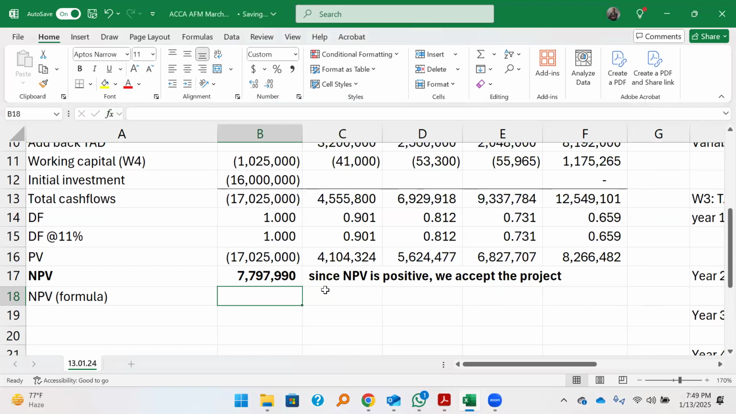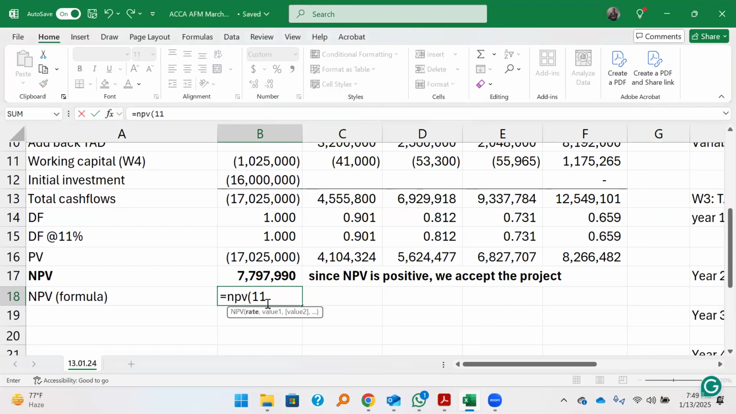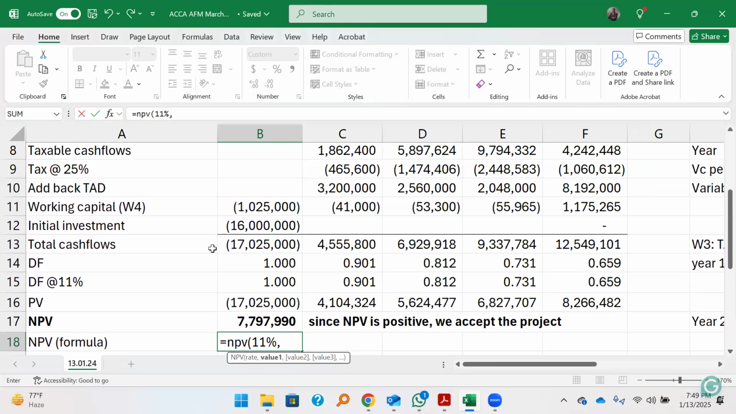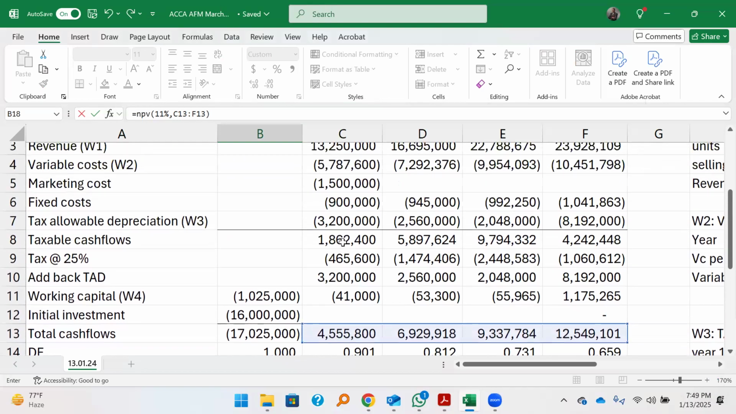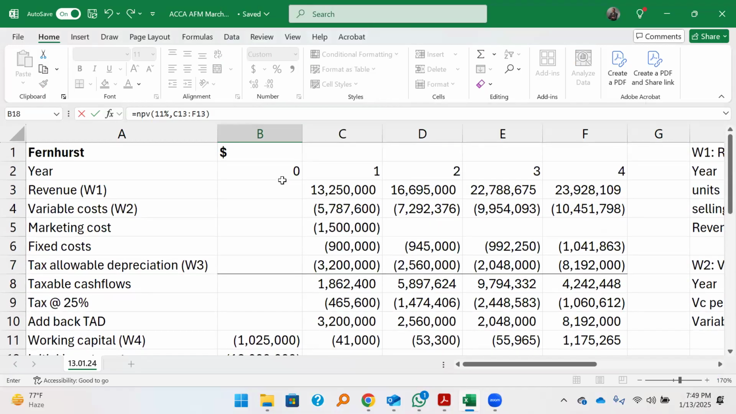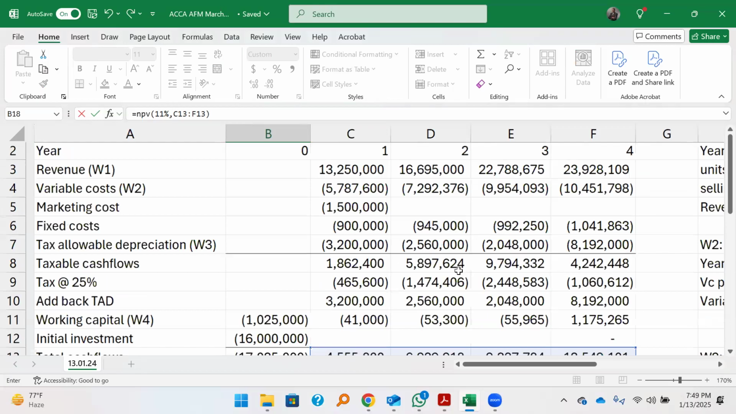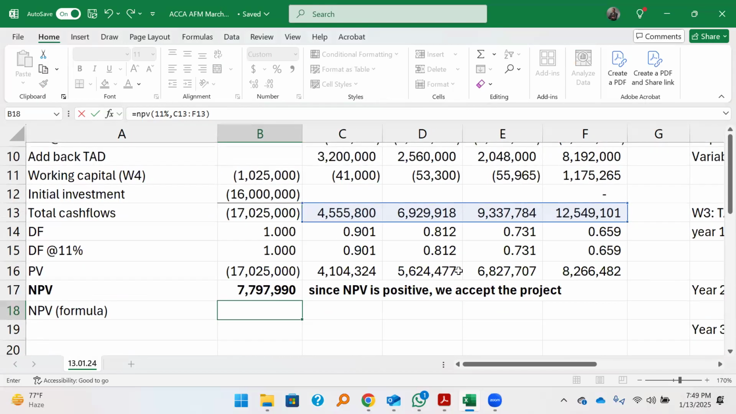So NPV: give it a rate, now give it the values, which means you give it total cash flows from year 1, and then you drag, give it all the years. Now, those years have to be continuous. So you have to have 0, 1, 2, 3, 4. You shouldn't be skipping any of those years, then the formula won't work.